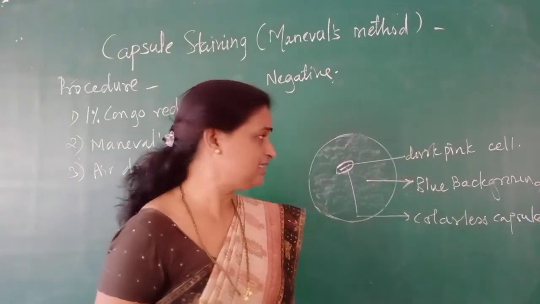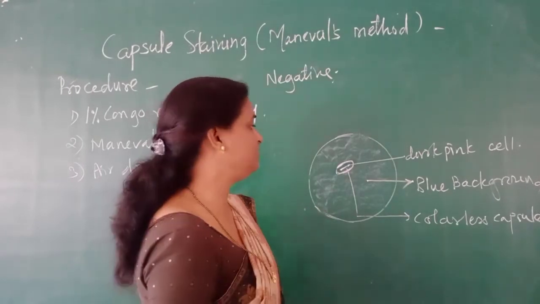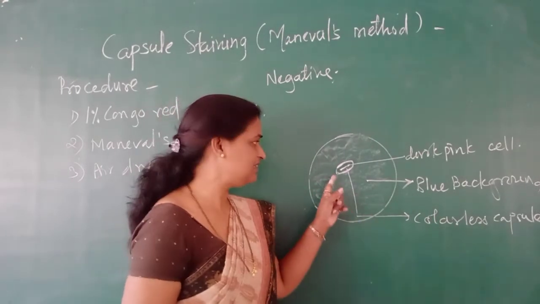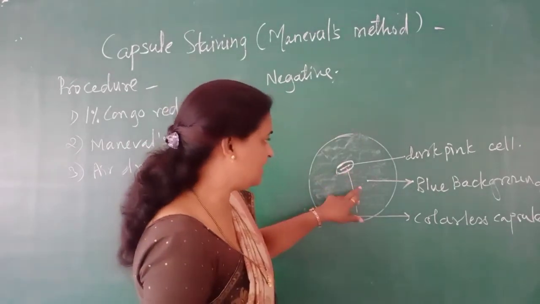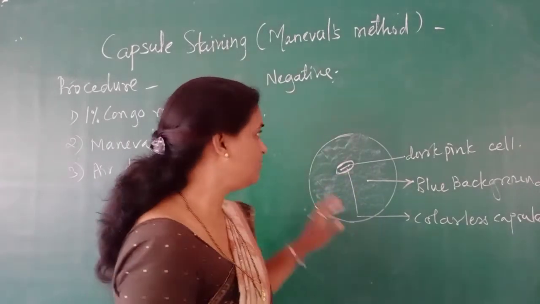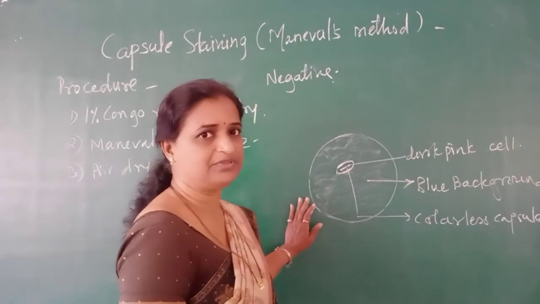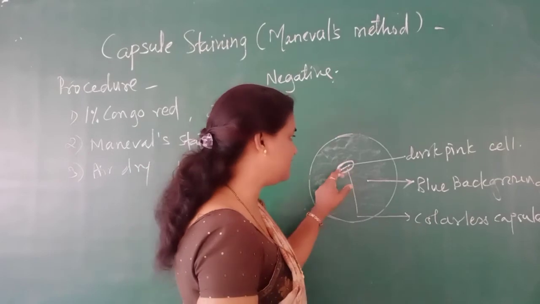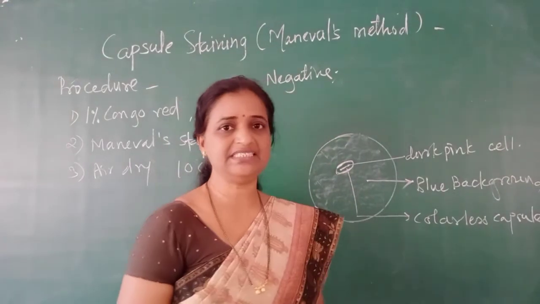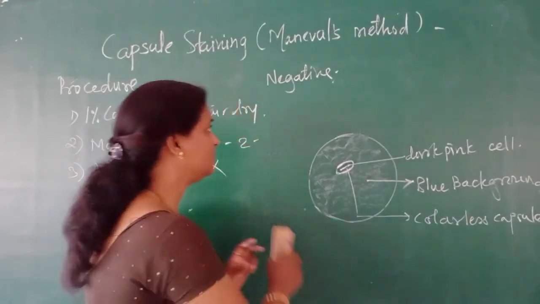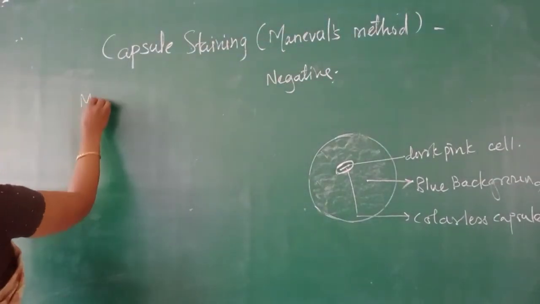So we observe the capsule by using Maneval's method. The observation is a colorless capsule against a dark pink colored inner cell, and the background will be blue. Now after following this procedure, how do we get this observation, how do these capsules remain colorless, the cell get pink color and the background blue? That is explained in the mechanism of capsule staining. So let us see the mechanism of capsule staining.